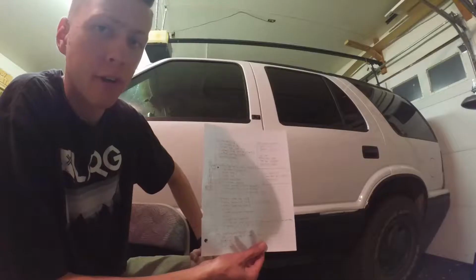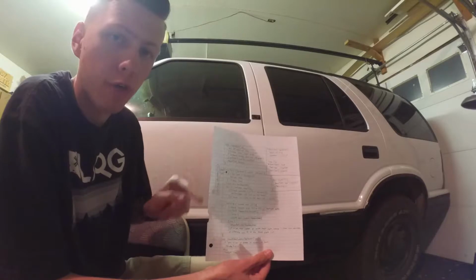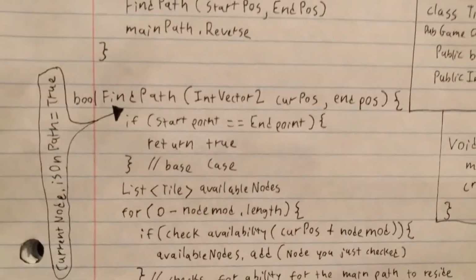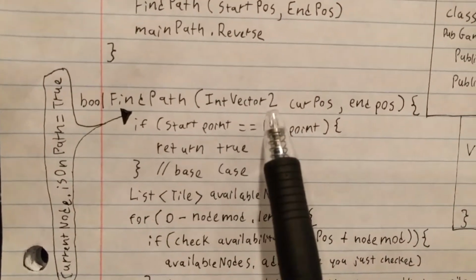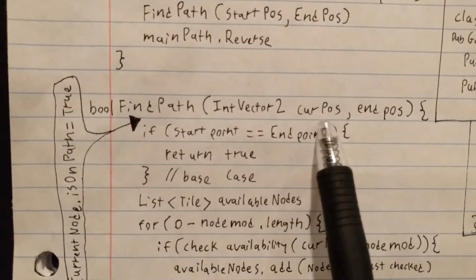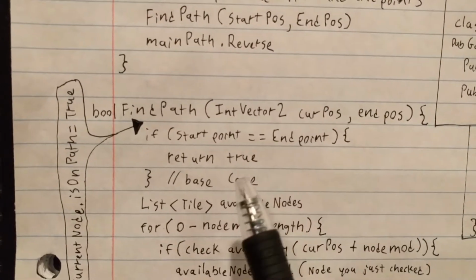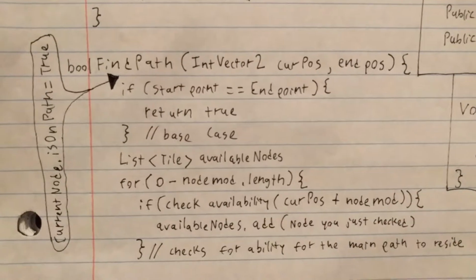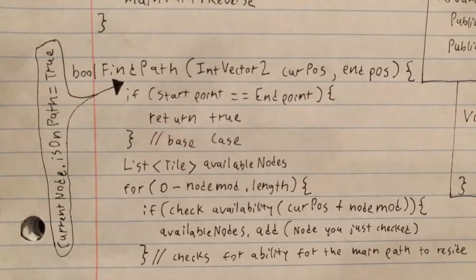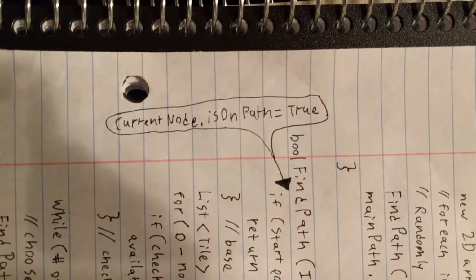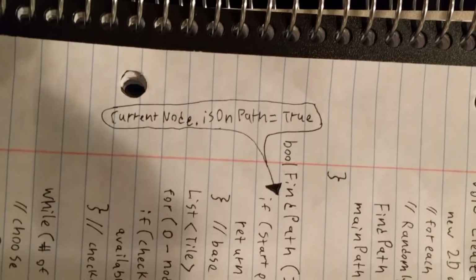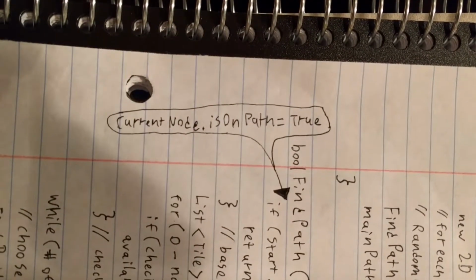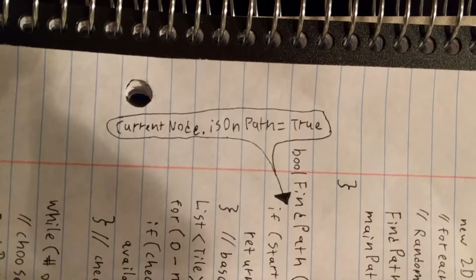Now, the find path function is a recursive function, meaning that this function calls itself over and over and over again until a base case is reached. So this find path function takes in an integer vector2 struct for the current position and end position. Again, these are just the XY coordinates of the current position and end position. So when we first call the function, this will be between the starting position and the ending position. And I forgot something that I kind of squeeze in on the side here. This basically just sets the current node's isOnPath variable to true.